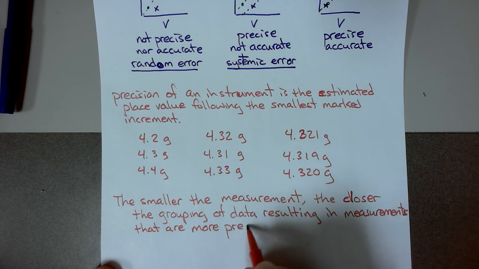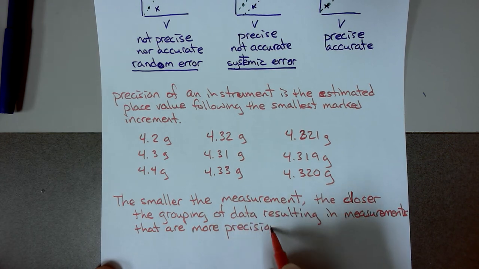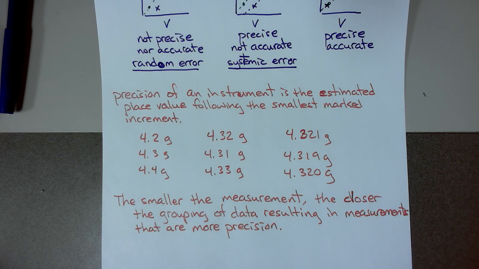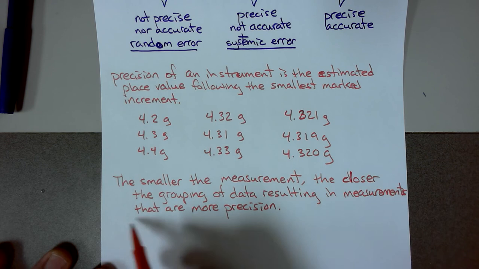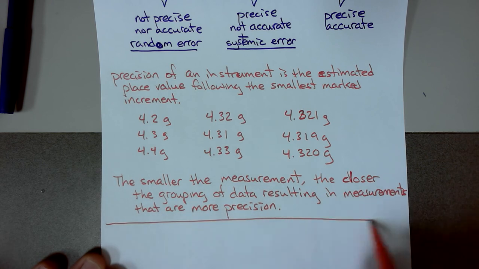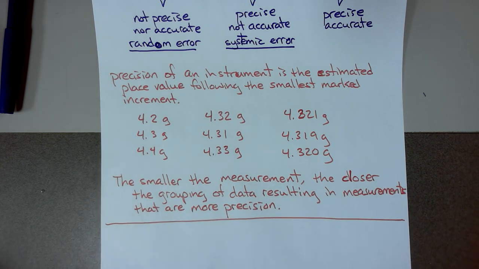So that's how, the smaller the marks, you can also call that the precision of the instrument, because the smaller the measurement, the closer the data groupings are, the more precision there is. And the last thing I want to talk on in this video is about accuracy. How do we determine accuracy?